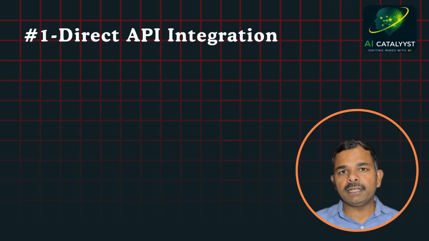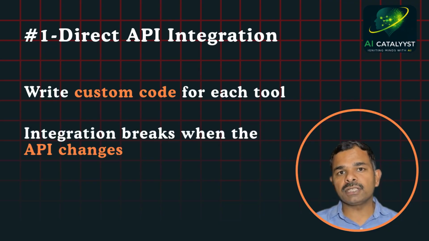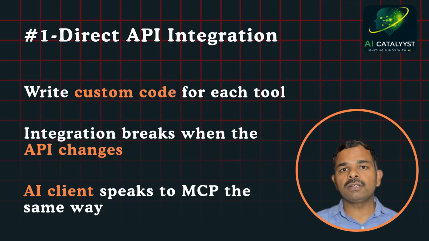Traditional API integration means you have to write custom code for each tool you want to connect. You want to connect Claude with GitHub, write code. You want to connect Slack, write code. You want to connect databases, write more code. Every integration is unique and every integration breaks when the API changes. Every new team member has to understand all the custom integrations. With MCP, you build your server once and then all AI connects to it the same way. And if the API changes, you change it at the server, not at the client level.